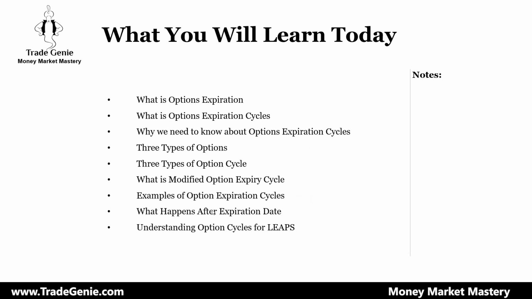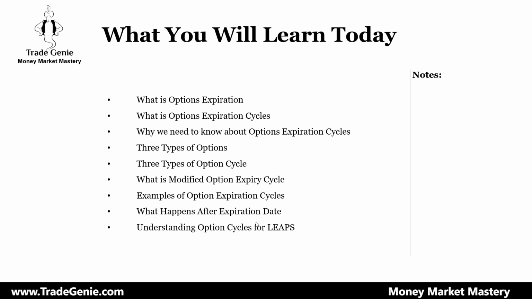So examples of option expiration cycle, I give you some examples. What happens after expiration date? Let's say we are in the month of August. If we are trading the August expiry, then what do we expect after the August expiration month, or after August options expire? That kind of thing. And then at the end, understanding option cycles for LEAPS.